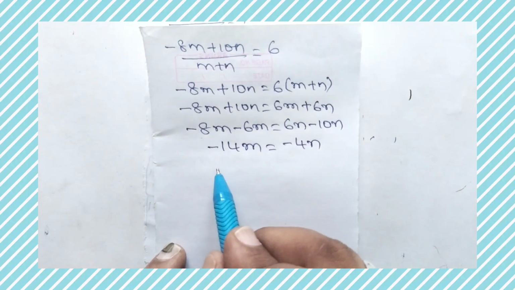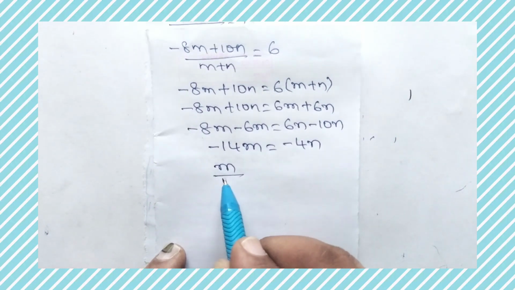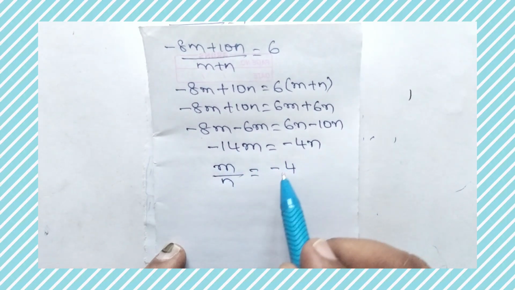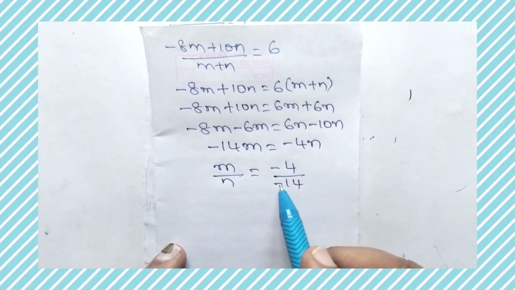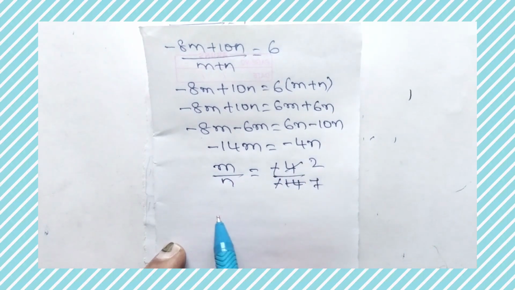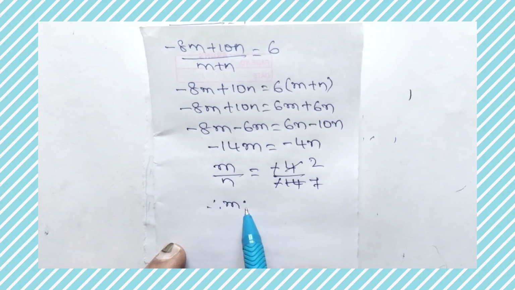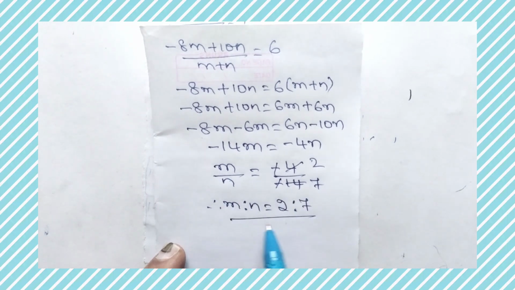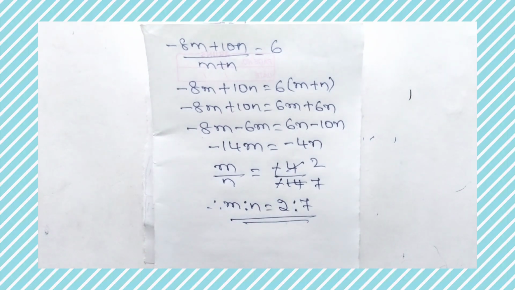So next step, m divided by n, you bring n to the denominator, is equal to minus 4, you bring minus 14 to the denominator, minus minus cancel, 2 2s are 2, 7 7s are 7. Therefore m is to n is equal to 2 is to 7. Whichever one you take, you will get the same ratio. Whichever of the two you equate, you will get the same ratio. So like this we have to solve question number 4.